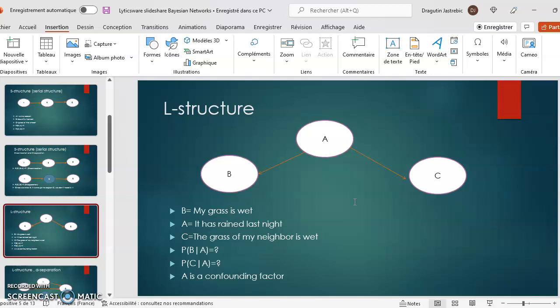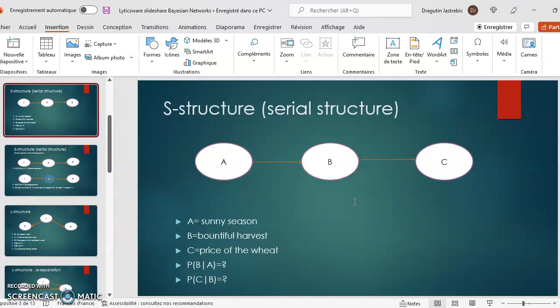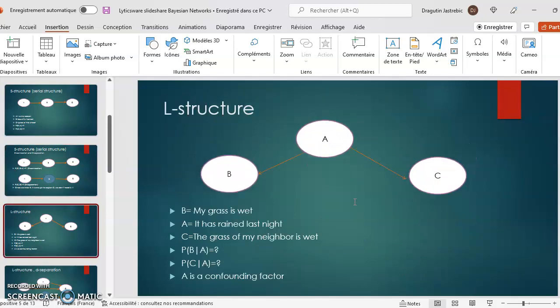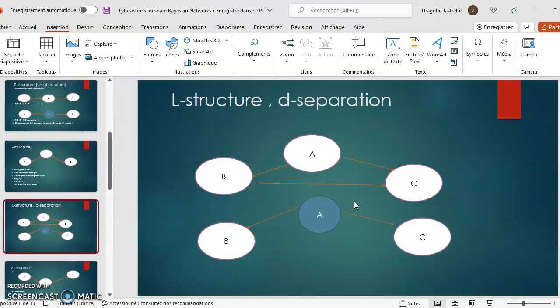Why, again, is this important? Contrary to here, where we have a serial connection, here we can see that we have a divergent connection. So there is an arrow going from A to B and an arrow going from A to C. It's called an L structure or a divergent connection. So we have the concept of D-separation even here. If you look at these two pictures, you can see that here I have drawn another arrow that goes from here to here. Maybe it can be the opposite. So we believe that there may be some correlation between B and C.